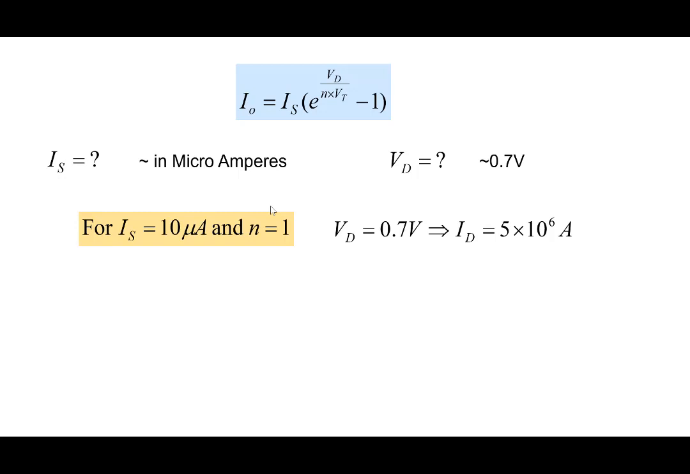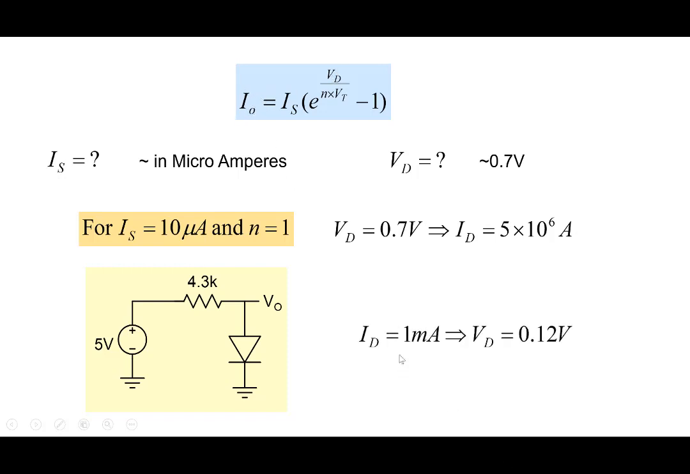The other way of showing it is, let's say you're making a circuit like this in the lab, and you assume 0.7 volts, you would get 1 milliampere. So I can take these numbers, 10 microamperes and n equal to 1, put them in the upper equation, and ask what diode voltage is required to get a current of 1 milliampere? For I_D equal to 1 milliampere, V_d equals 0.12 volts.